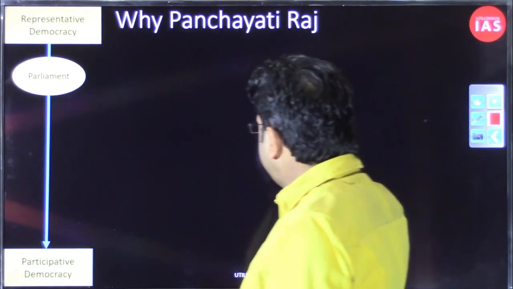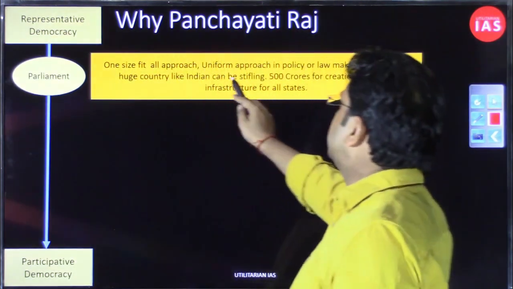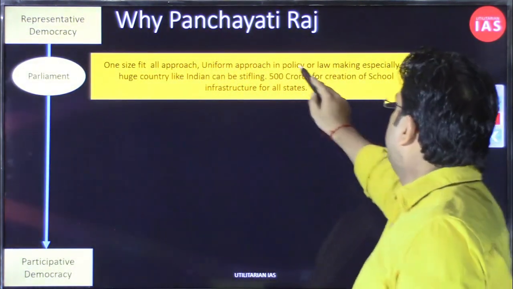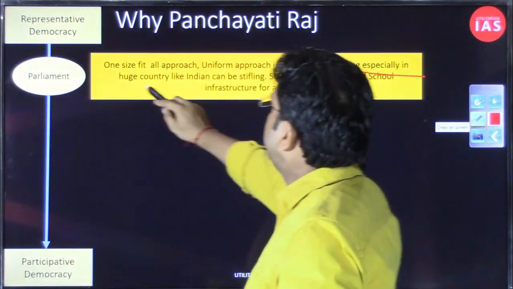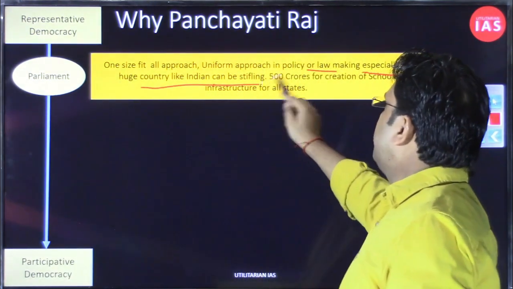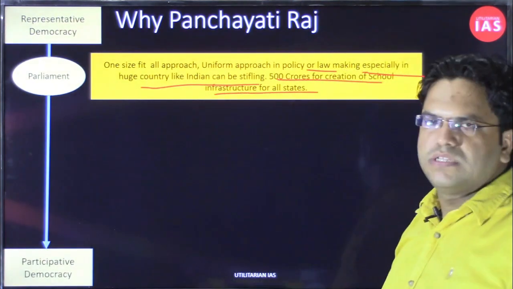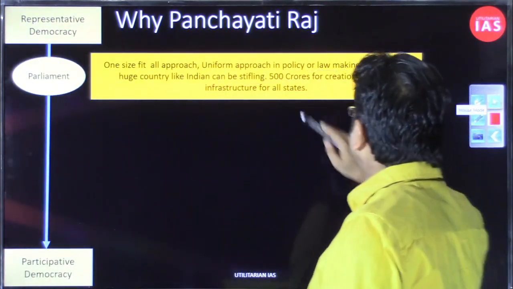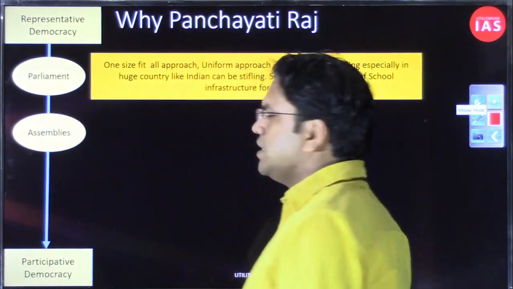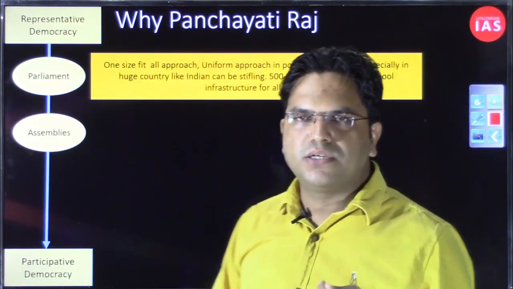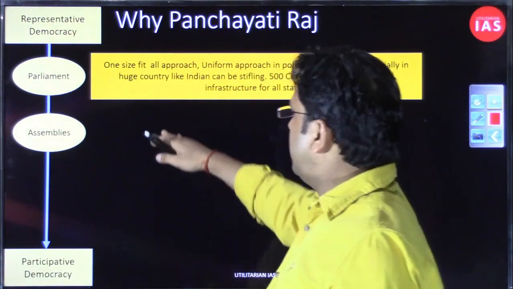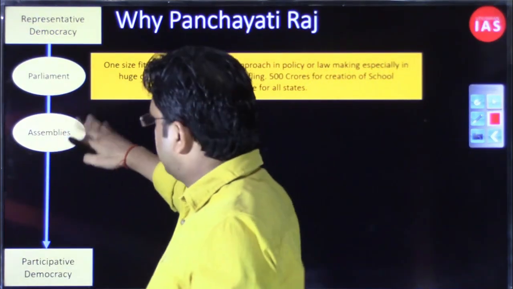So this one size fits all approach, a uniform approach in policy or law making, especially in a huge country like India, can be stifling. The 500 crore criterion for school infrastructure creation for all states is the example we already took. With the understanding that parliament cannot be expected to understand the true needs of the people, we had another layer of government, right?